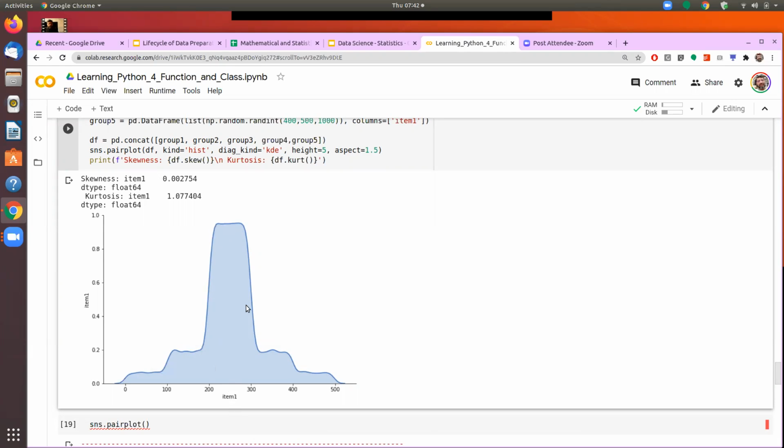So kurtosis is a measure of what we can call the peakedness of the data. In this data set, this is the peak and these are the tails. As it tails off on both sides, we call this part a tail. So if the data has a sharper peak and most of the data is around the peak, and it has a thin tail, then we say that kurtosis is high.